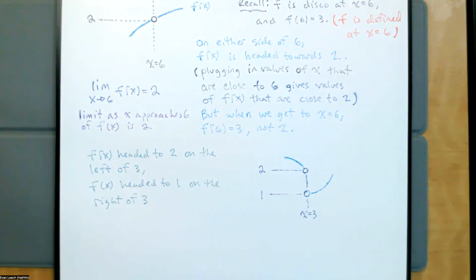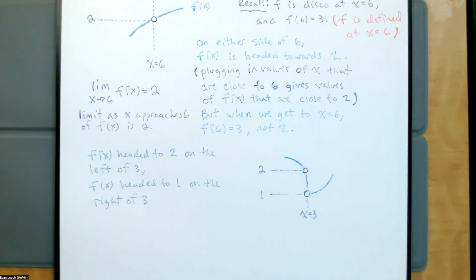The limit as x approaches 6 of f of x is 2. You can switch the as and the of around. Say the limit of f of x as x approaches 6 is 2. That sounds weird to me. I don't know why. But both are perfectly fine. The problem here is that the limit is 2 as we approach 6, but the value of the function is 3 when we get to 6.